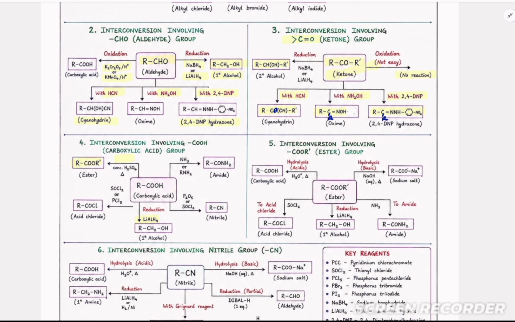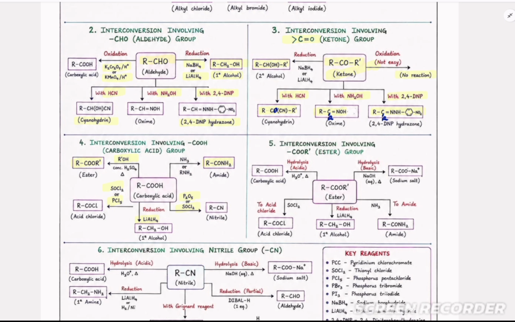Simply react with the alcohol in concentrated H2SO4. If we want to convert into acyl chloride, use SOCl2 or PCl5. If we want to convert into amide, react with ammonia or primary amine. If we want to convert into nitrile, use anhydrous P2O5 or SOCl2. Both will convert them into RCN.